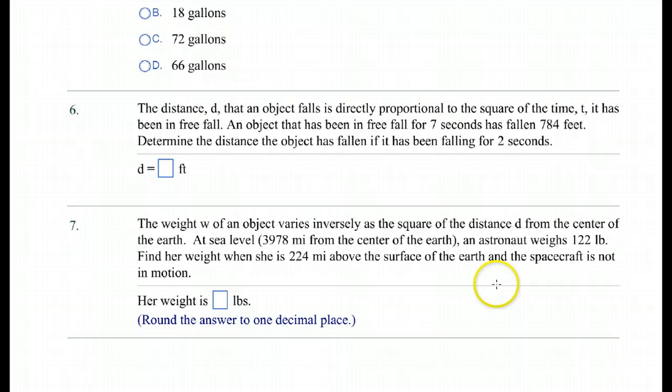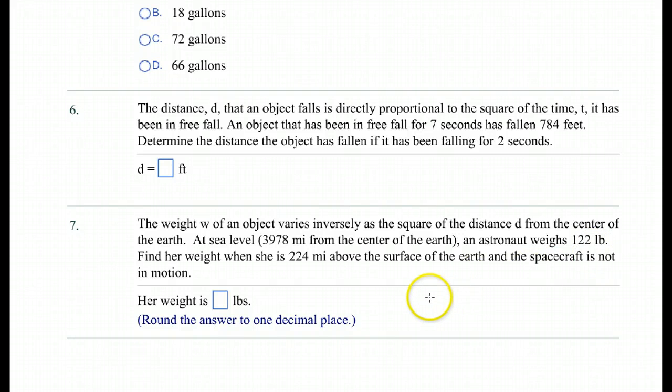The question you want to answer eventually is that if you're 224 miles above the surface of the earth, that's very far up in the atmosphere, what's the weight going to be? You know, it's going to be less due to being further away. You're not going to have as much gravity pulling on you towards the center of the earth. So our answer has to be less than 122 pounds.